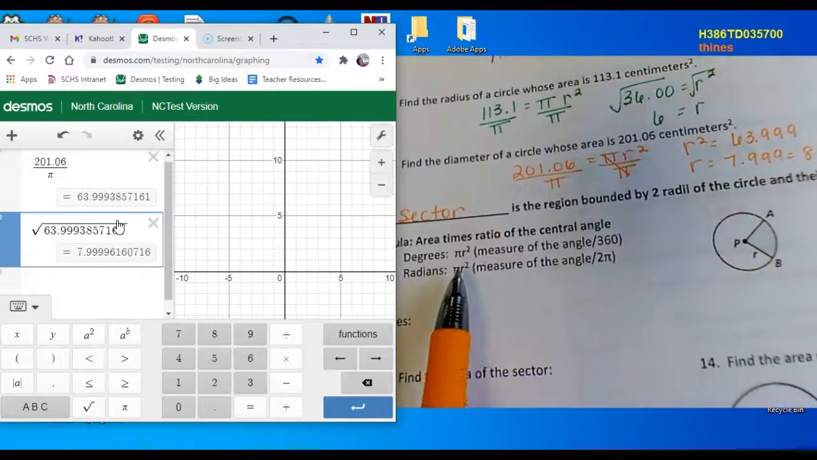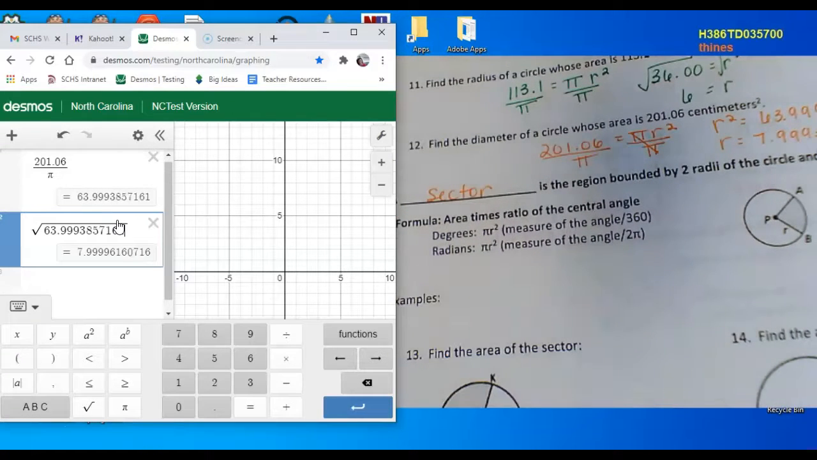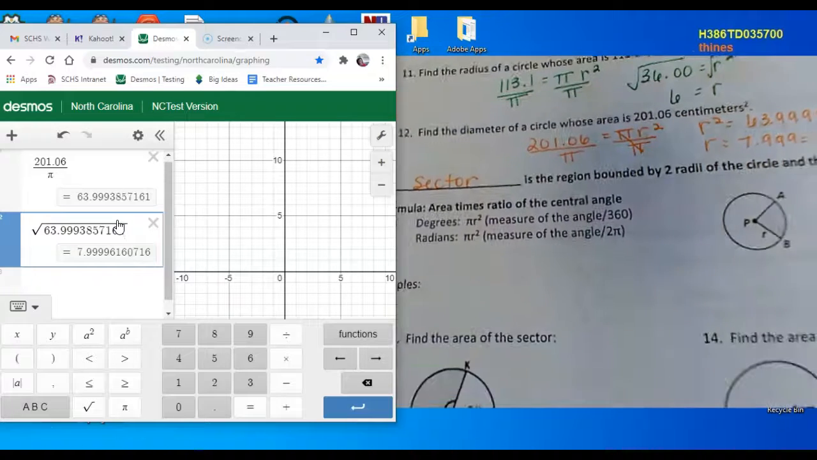And it's very similar to how we did the arc length. We find the area, which is pi r squared, but then you multiply by the angle and divide it by either 360 or 2 pi, depending on the kind of angle that it gives you. Okay, so let's do an example, and then we'll see if you've got it.